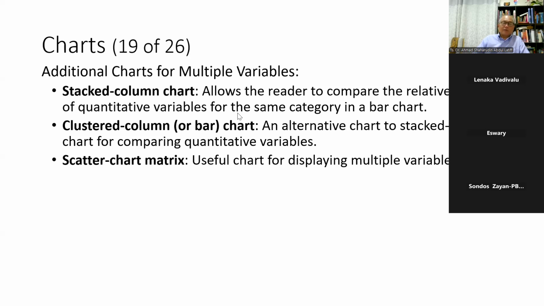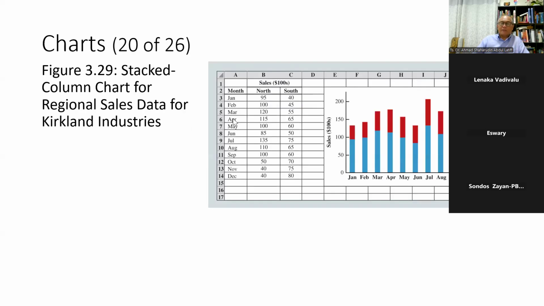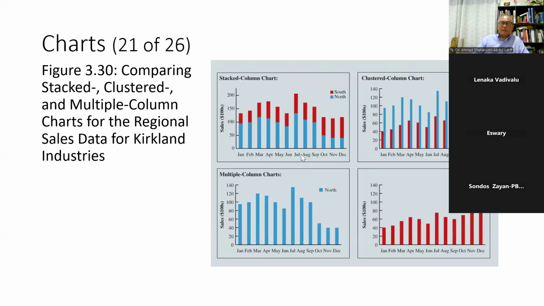Okay, and then you can also have other additional charts for displaying multiple variables. You can have stack column chart, cluster column chart, or bar chart, or you can have scatter chart matrix where you can combine them. This is comparing the stack column chart, clustered column chart, multiple column chart where you have north and south, where you separate them. So you don't make comparison, but you can see the fluctuation of north and south. With the clustered column, you put them side by side.